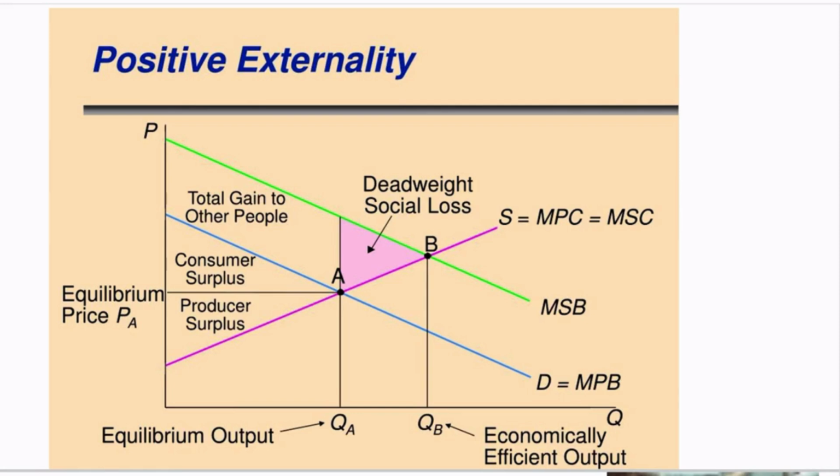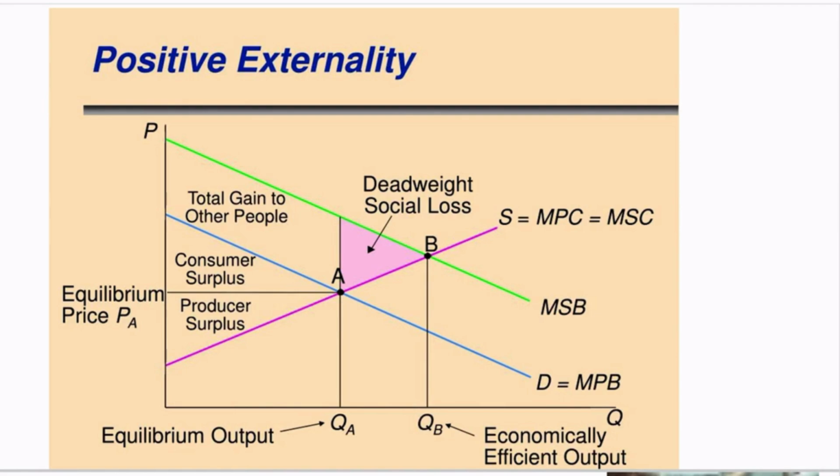So you see here in this case it is QB, which is greater than QA. Once you account for positive externality, that would give us a new quantity QB, and if you don't account for that, that would result in the underproduction of positive externality goods, like in this case QA.